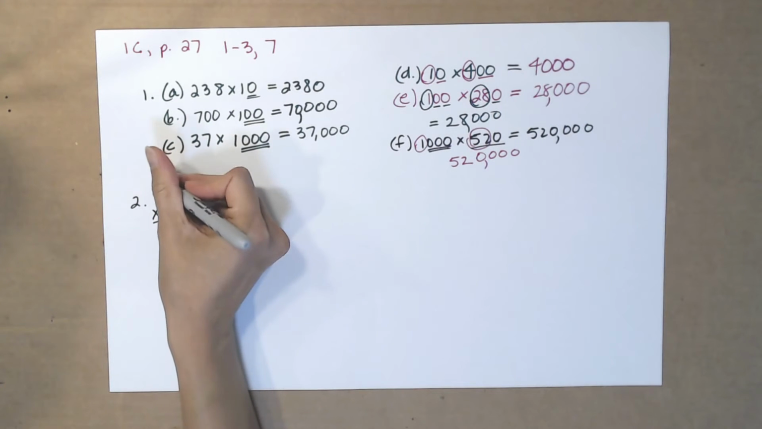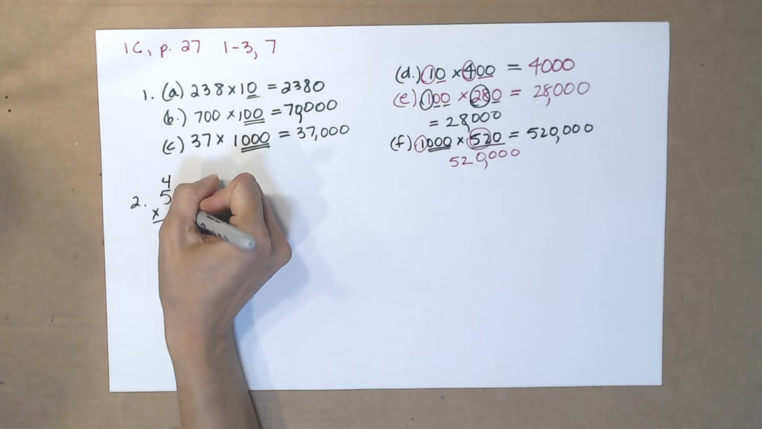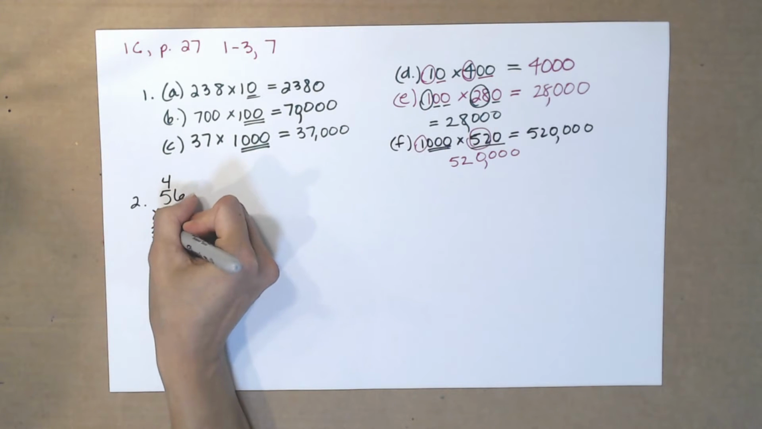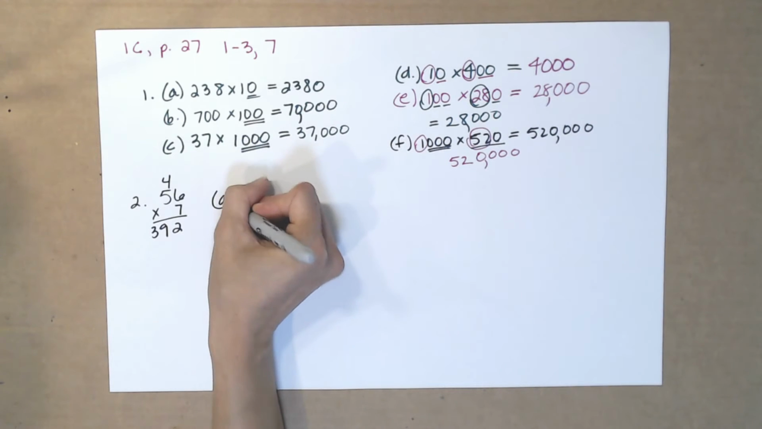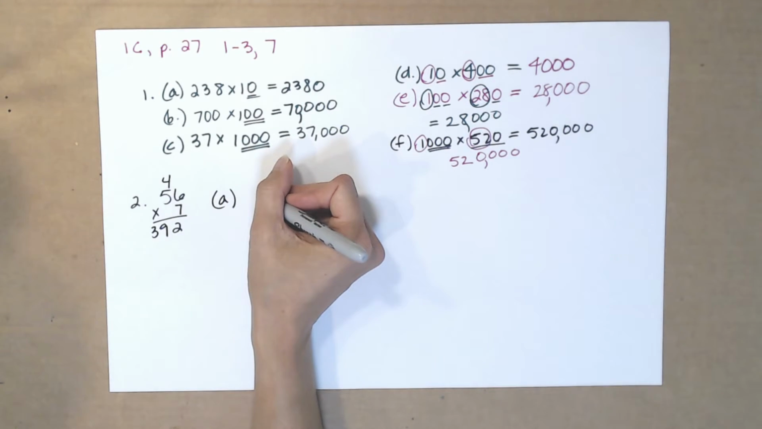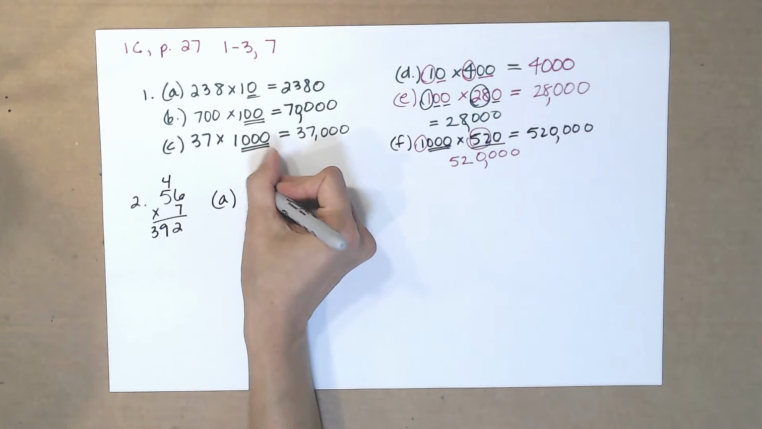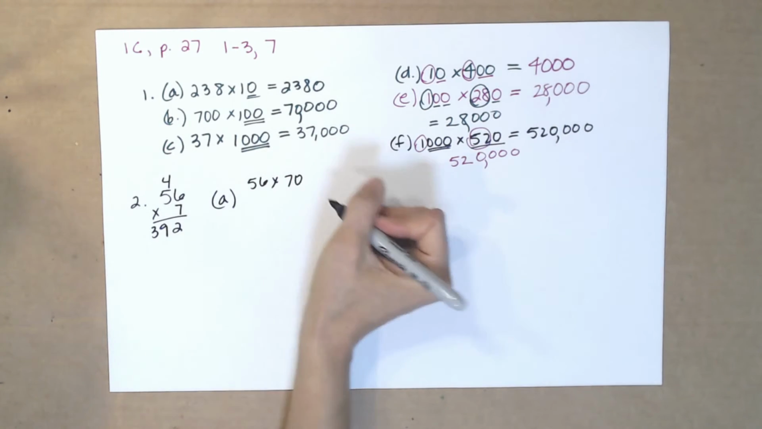6 times 7 is 42. 5 times 7 is 35, plus 4 is 39. 392. Now, using that, let's answer A, B, and C. Then find the value of 56 times 70.